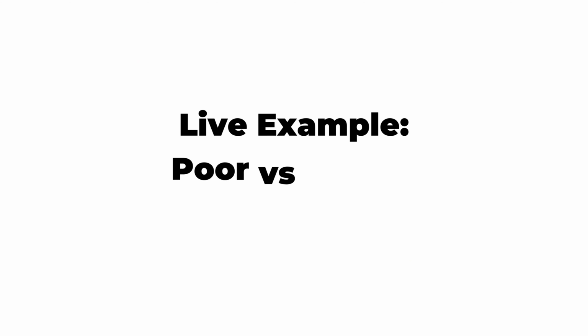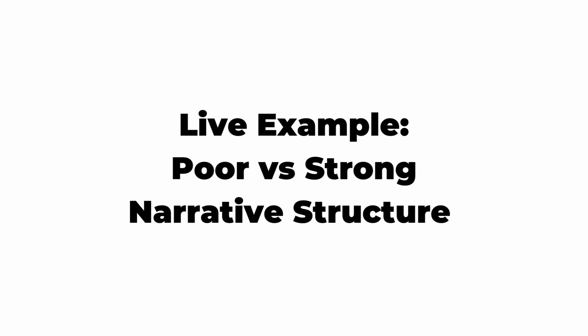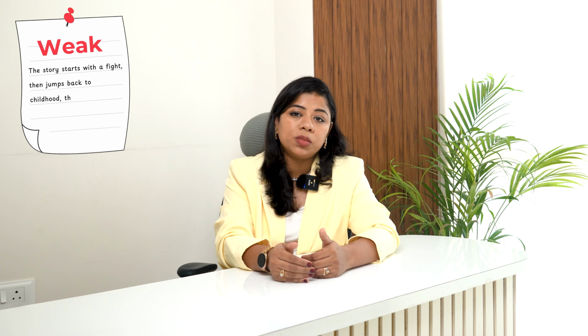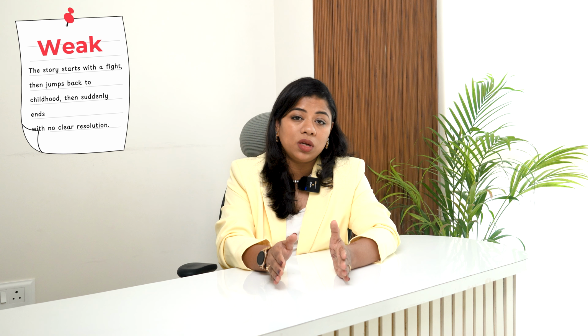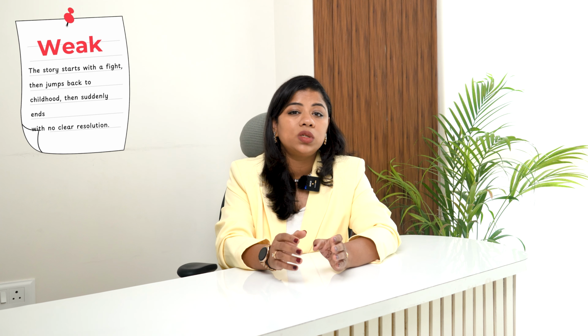And let's understand one live example, which is the next section of today's video, poor versus strong narrative structure. The story starts with a fight, then jumps back to childhood, then suddenly ends with no clear resolution. This confuses the reader and loses marks.